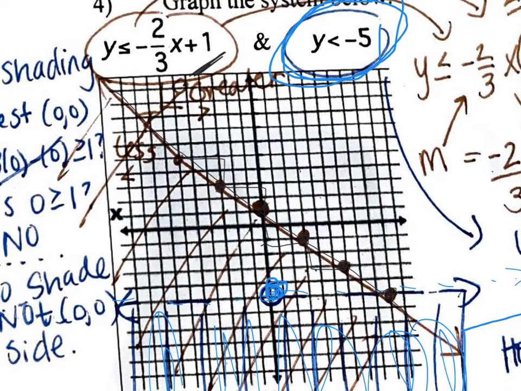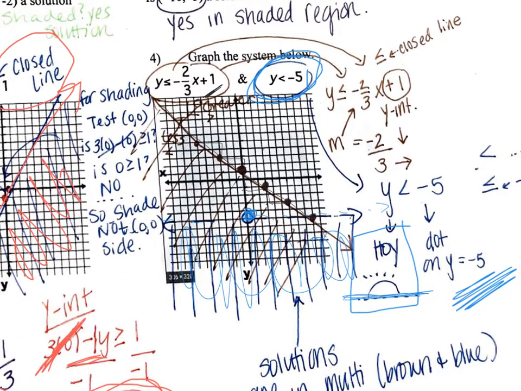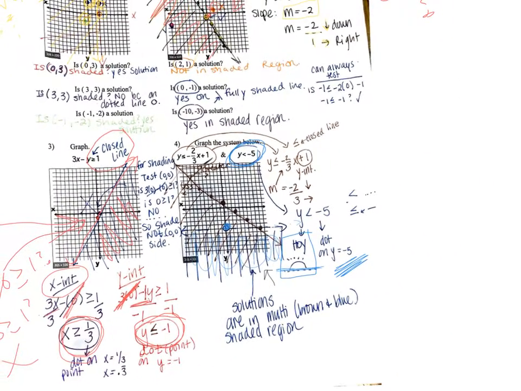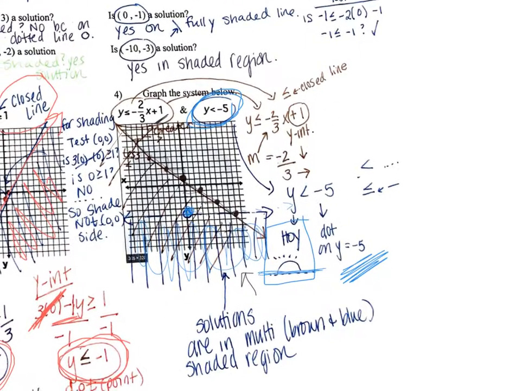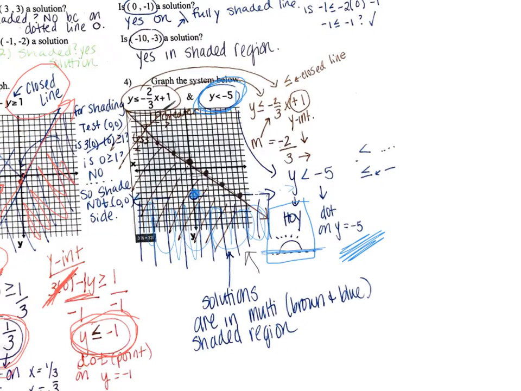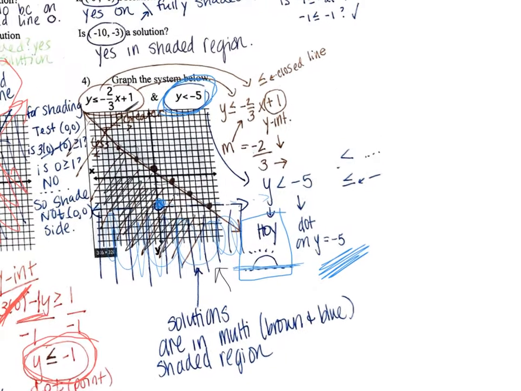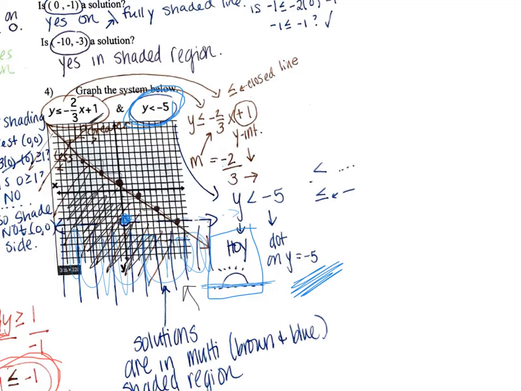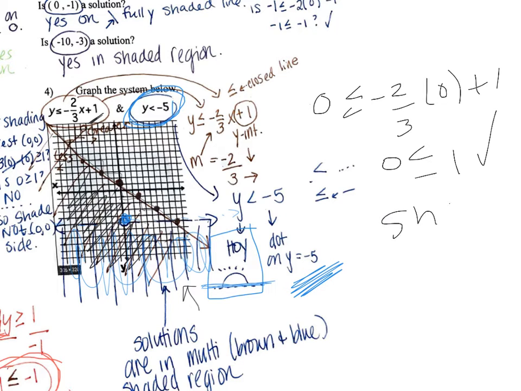If you test 0, 0, it is on the underside of the line. If you plug in 0, 0, it works. It's a true statement. Or if you use the trick we were talking about, you know you would shade under, right? Less than, under. But if you tested 0, 0, is 0 less than or equal to -2/3 times 0 plus 1? Is this true? Yes, that's why we shade the 0, 0 side. You shade where the pairs are.